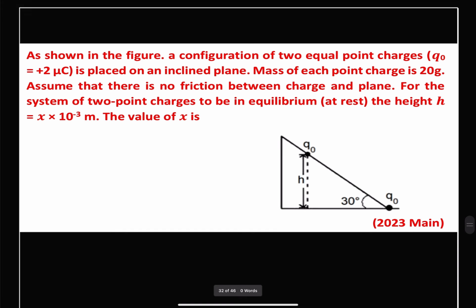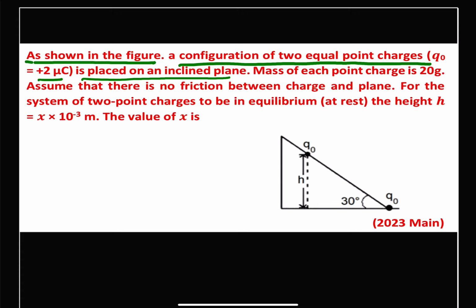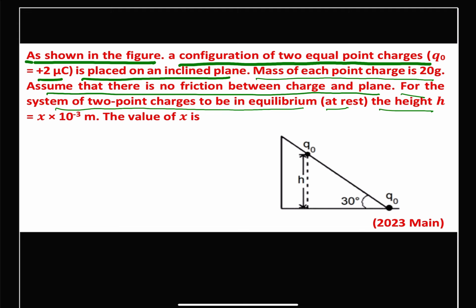We are given, as shown in the figure, a configuration of two equal point charges Q0 given as +2 microcoulomb placed on an inclined plane. Mass of each point charge is 20 gram. Assume there is no friction between the charge and plane. For the system of 2 point charges to be in equilibrium at rest, the height h is given as x into 10⁻³ meters. The value of x is.